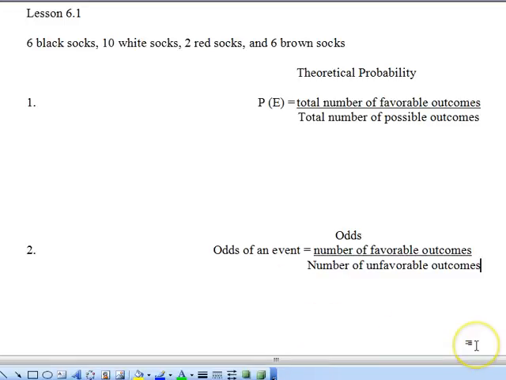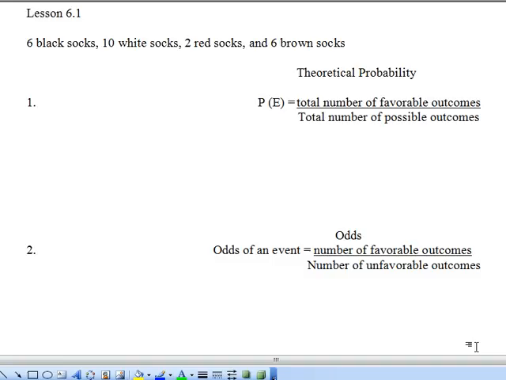Alright, we're going to start with the chapter review for chapter 6. If you look on page 384, you'll see the chapter review. Under lesson 6.1, there's a review example. It says, find the probability of drawing a green marble out of a bag containing 3 red marbles, 5 blue marbles, and 4 green marbles.